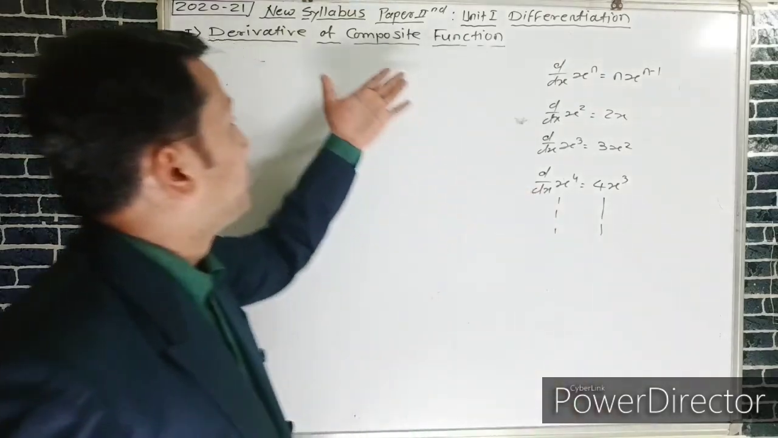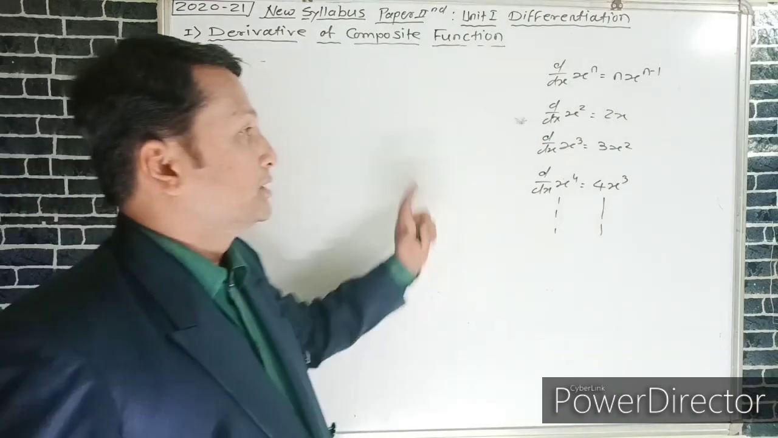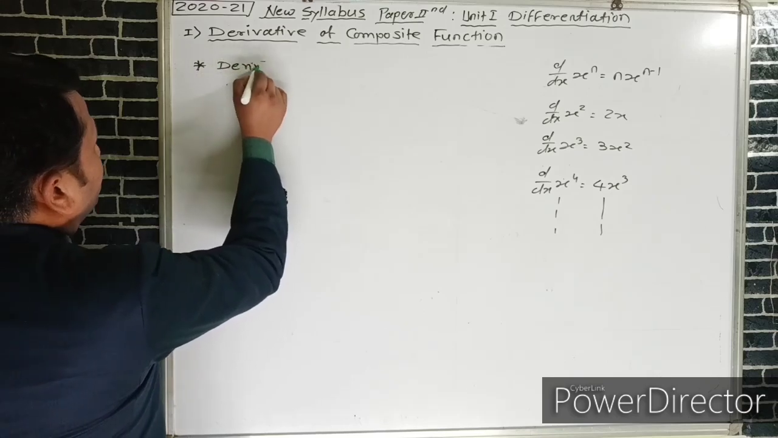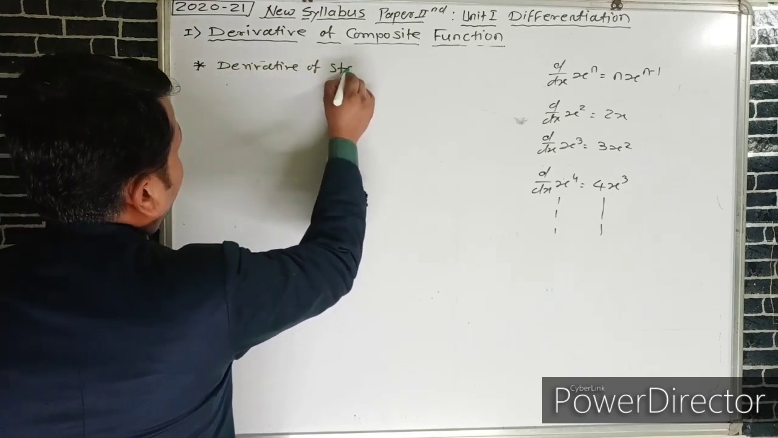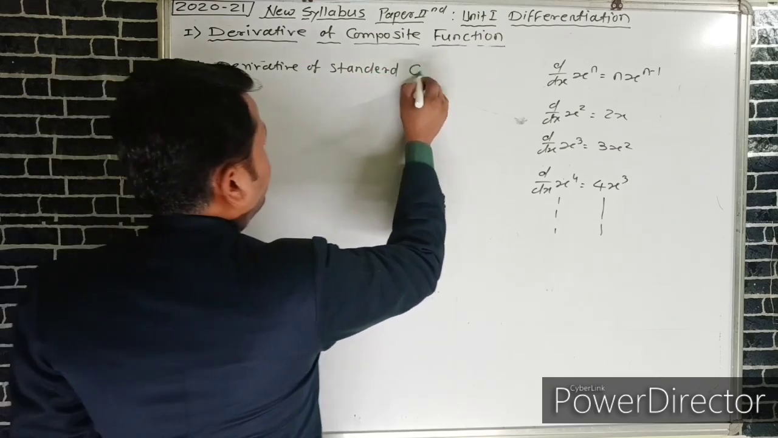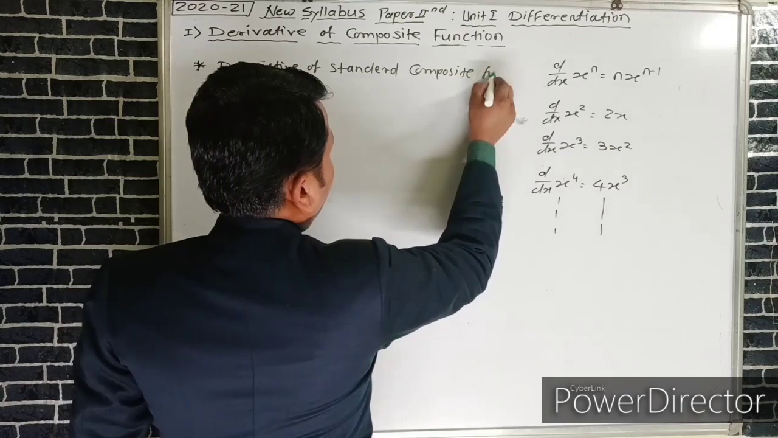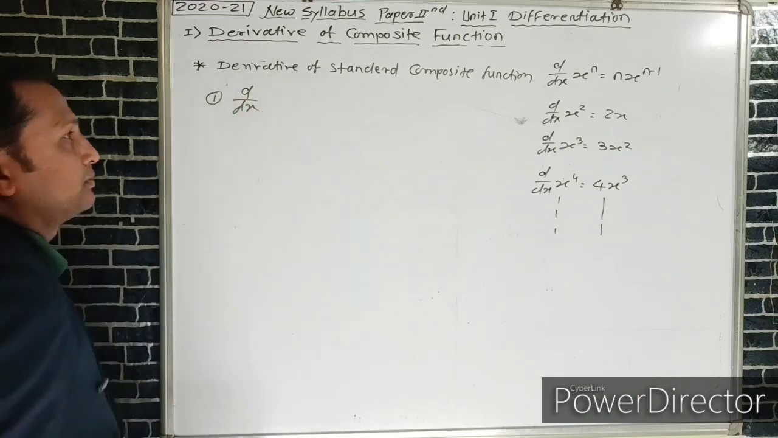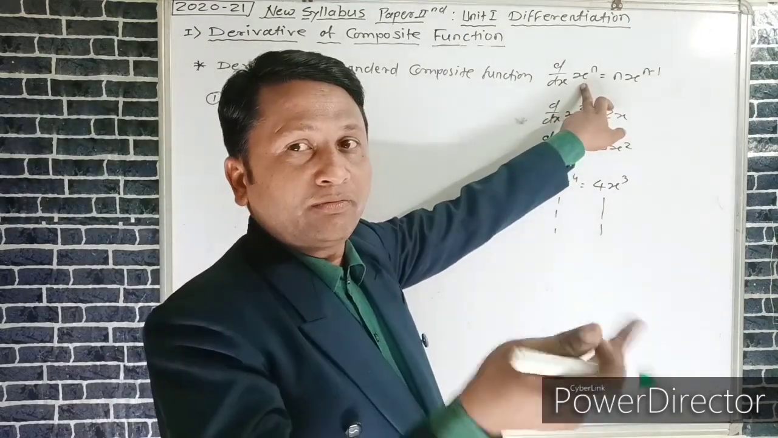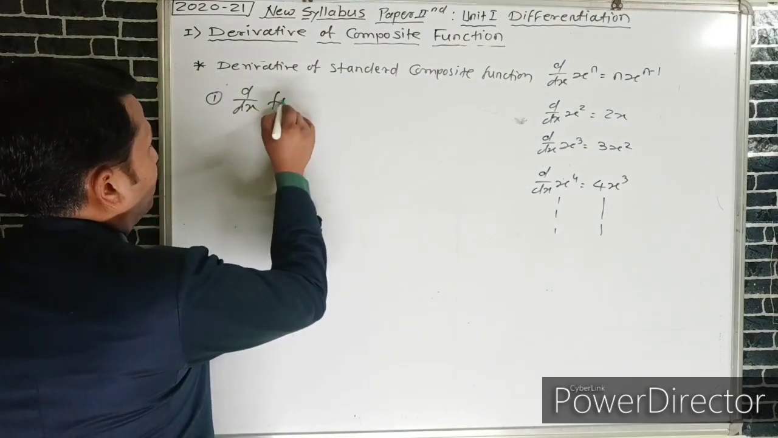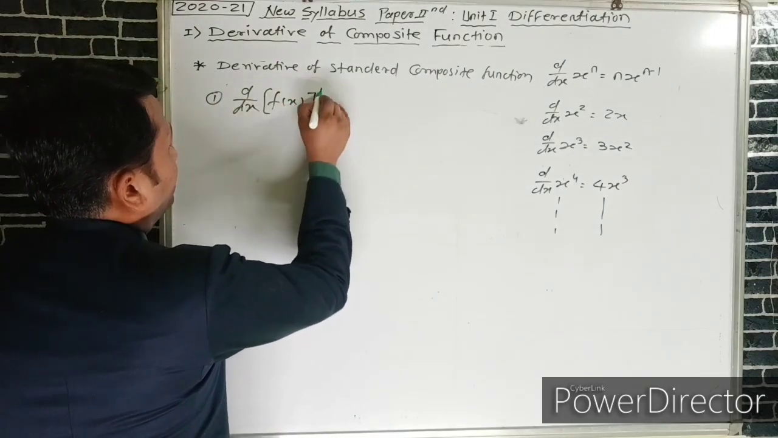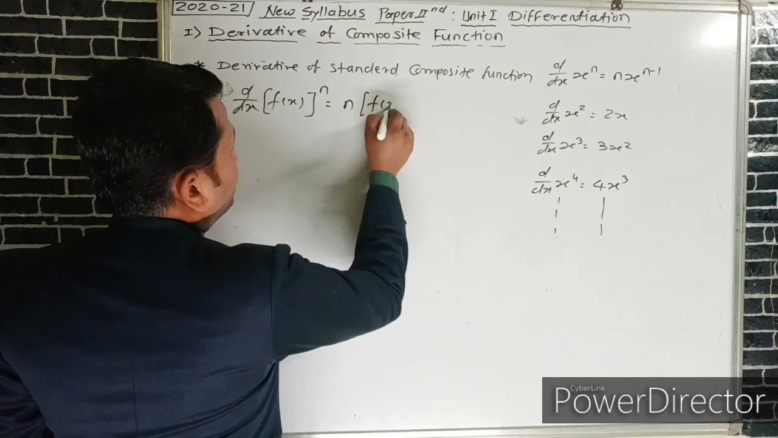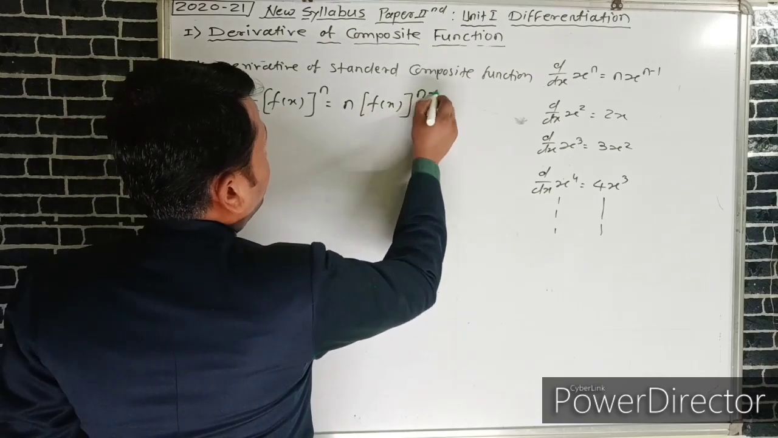तेच फंक्शन मीन्स कंपोजिट फंक्शन. कंपोजिट फंक्शनचे स्टँडर्ड डेरिव्हेटिव्ह जर पाहिले, तर फर्स्ट फॉर्म आपण तयार करू शकतो. डेरिव्हेटिव्ह ऑफ, इथं एक्स च्या ऐवजी जर फंक्शन रिप्लेस केलं, फंक्शन ऑफ फंक्शन मीन्स एफ ऑफ एक्स जर घेतला, तर डेरिव्हेटिव्ह ऑफ एफ ऑफ एक्स रेज टू द पॉवर n इज इक्वल्स टू n इंटू एफ ऑफ एक्स होल रेज टू द पॉवर n मायनस 1.